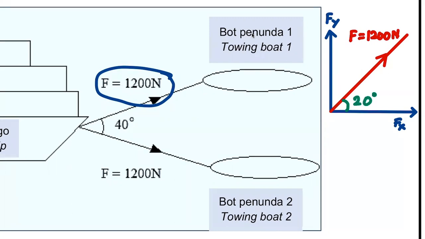Should be 20 degrees. Okay? Dia adalah 20 degrees. This might trick you lah, but actually it is half. Okay, when you draw the resolution of forces, the value of this angle that I have drawn in green should be half. So 20 degrees. So can you calculate what is the value of the horizontal component Fx? Kita guna apa? Sine, cos, 20.